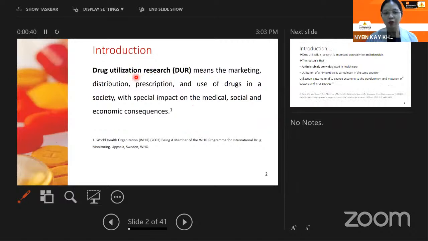For introduction, drug utilization research means the marketing, distribution, prescription, and use of drugs in a society with special emphasis on the medical, social, and economic consequences.